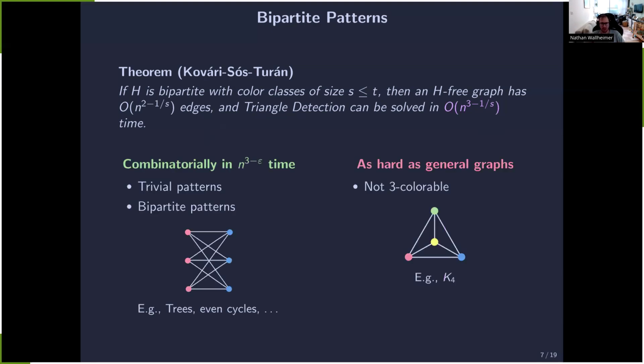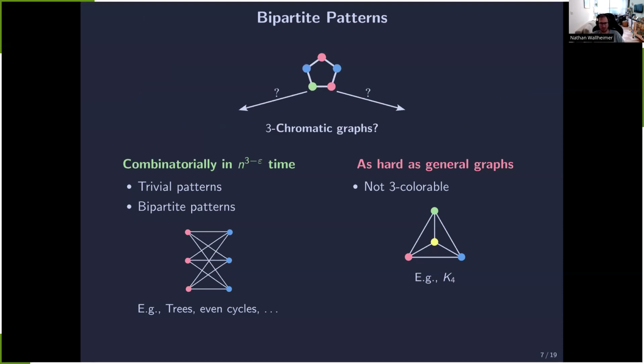So that's the current picture. We have trivial patterns and bipartite patterns like trees and even cycles on the left, and the non-three-colorable patterns on the right. So what happens to the rest of the patterns, to the 3-chromatic patterns, like the 5-cycle? Do they go to the left or to the right?